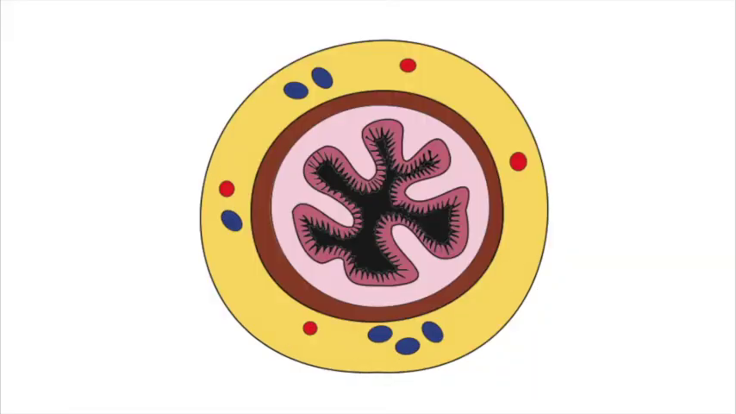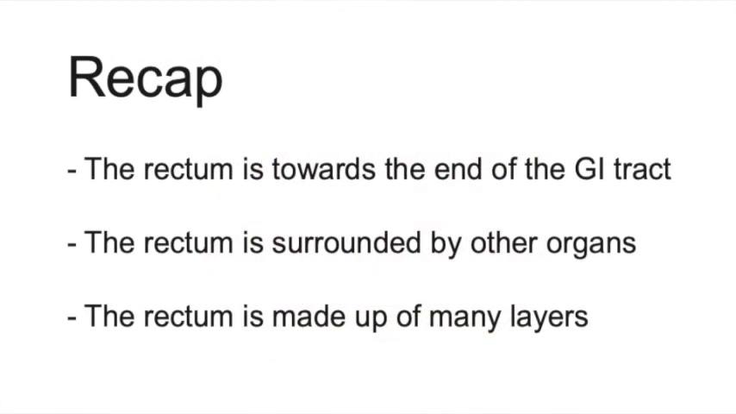In other videos, we will use this view to show the layers. To summarize, the rectum is at the end of the GI tract. It is surrounded by many other organs and is made up of many layers.